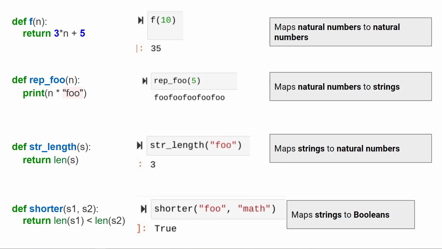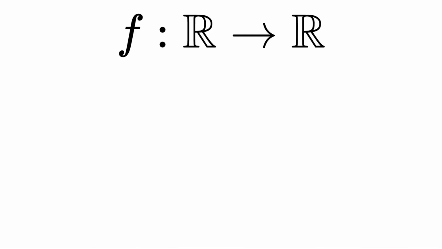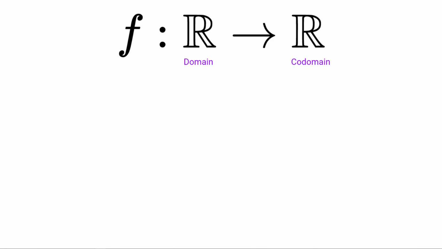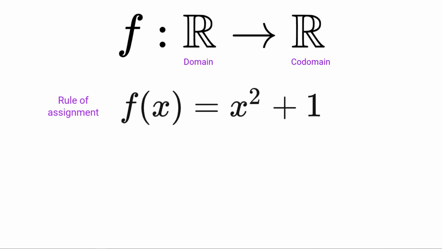Here's a function that isn't in code. This function is called f. The domain is the set of real numbers, and the codomain is also the set of real numbers. There are many possible functions between these two sets, and so I need to tell you what the particular rule is. The rule I have in mind is that given an input, x, we will square it and add 1, and that's the output. And here are some examples of this function in use.